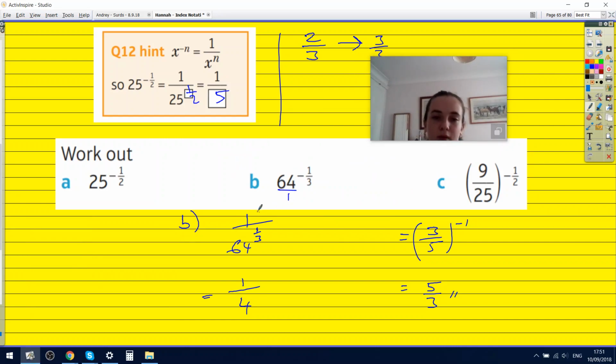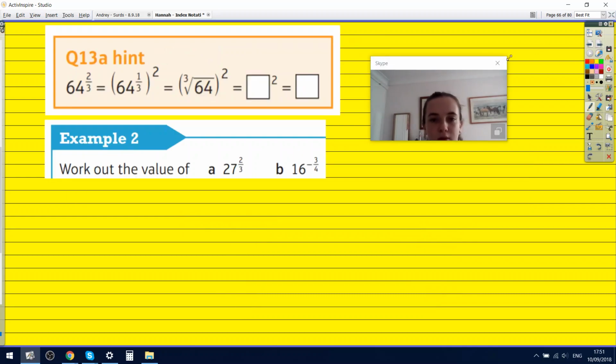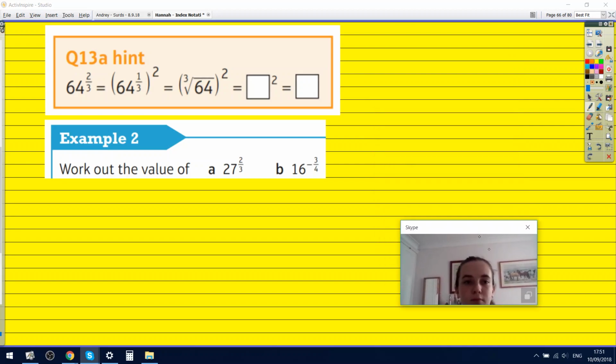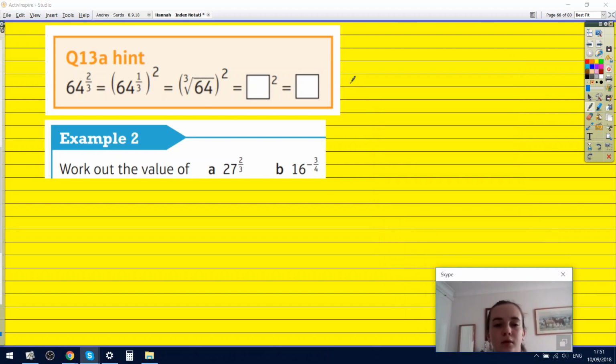the same as 64 over 1. 25 is the same as 25 over 1. So you get 1 over 64, 1 over 25, and so on. That's where it comes from. Okay. Let's try this top one.